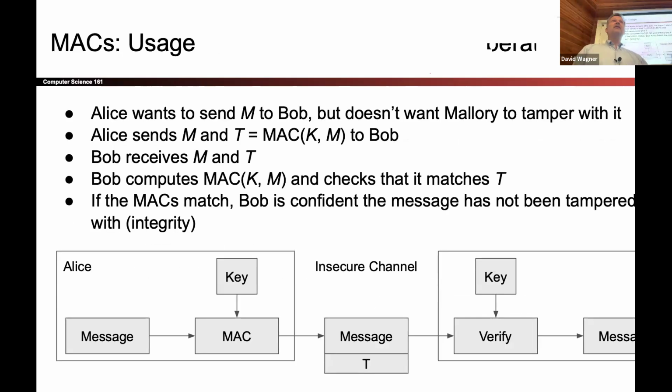Okay, so now this can be used to solve the integrity problem. This is exactly the tool we need to ensure that Alice can send a message to Bob and there's no way that an intruder can modify it without being detected.